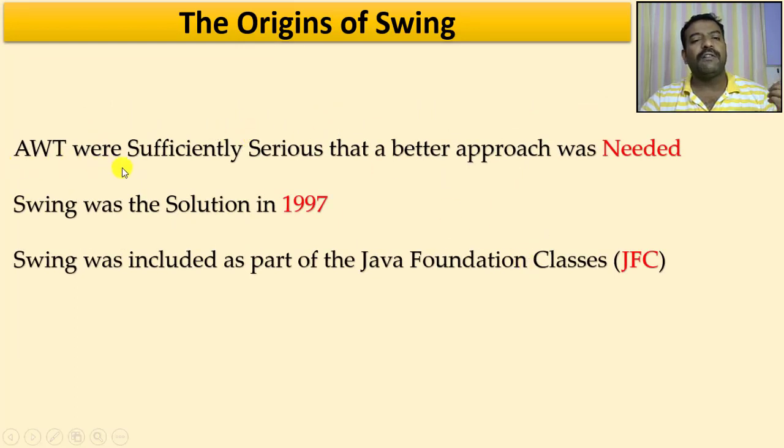Hence, AWT was sufficiently serious a problem that a better approach was needed. For all these reasons, the heavyweight components and the modification or compatibility was not easy for us, because it was tightly bound to the platform I am using. Due to this, in 1997, the solution was Swing. And Swing was included as part of the Java Foundation Classes.